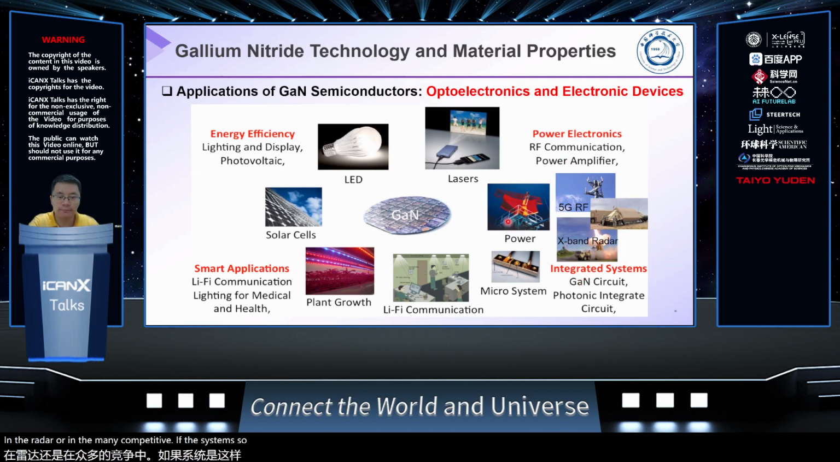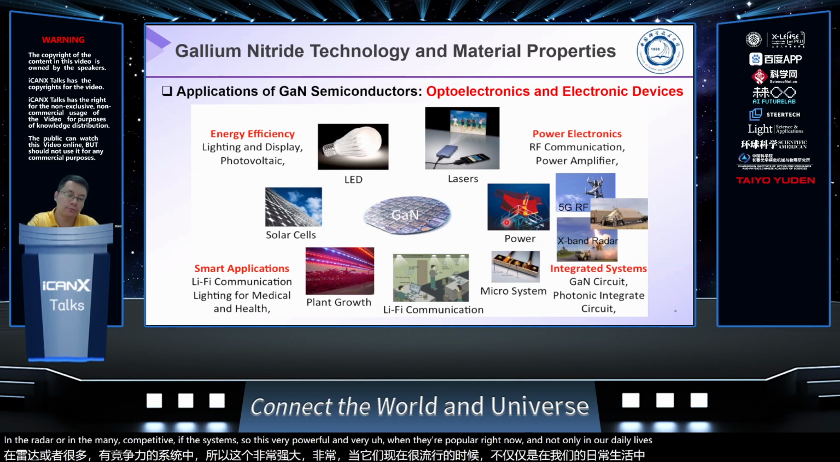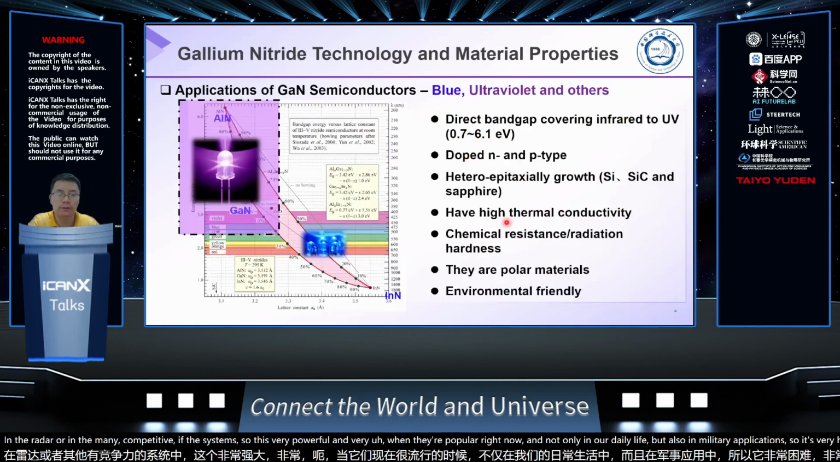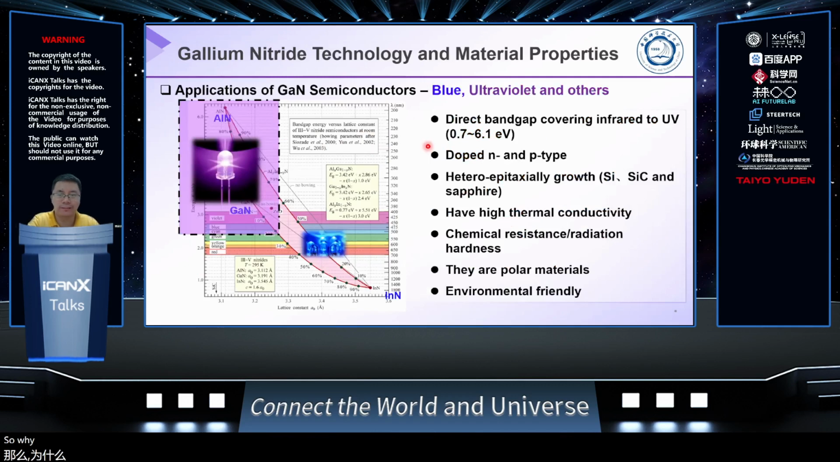This gallium nitride material is very powerful and very popular right now, not only in our daily life but also in military applications. It's a very hot and quite useful material. So what is gallium nitride? Gallium nitride is one of the group 3 nitrides. In the group 3 nitride family, we have aluminum nitride, gallium nitride, and indium nitride.